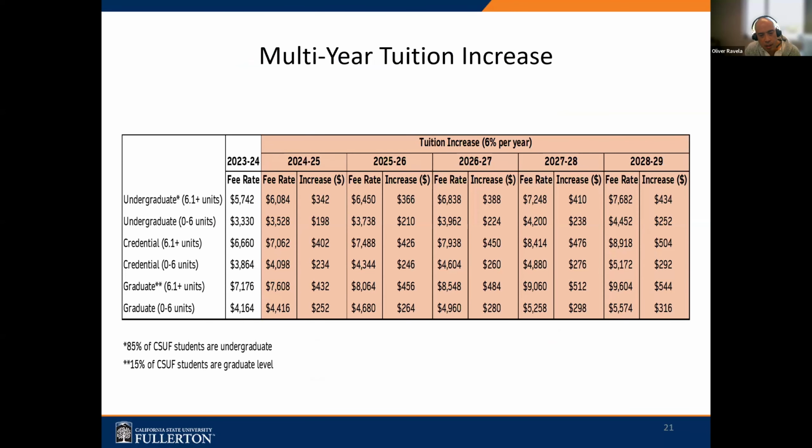One of the things that was enacted was a multi-year tuition fee increase, starting with this current fiscal year and continuing through 2028-29. Fees are set to increase 6% each year. At fiscal year 2027-28, the policy requires the Board of Trustees to begin reviewing the multi-year tuition fee increase policy and make adjustments as needed, whether to continue the policy or to adjust it.